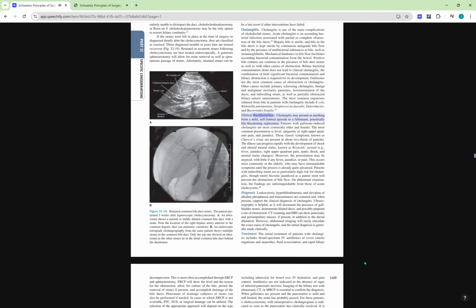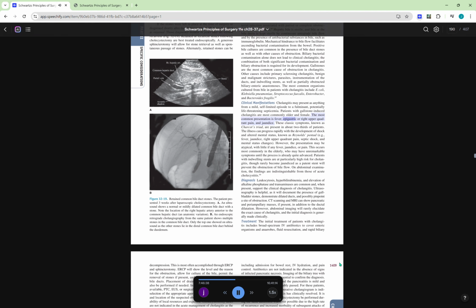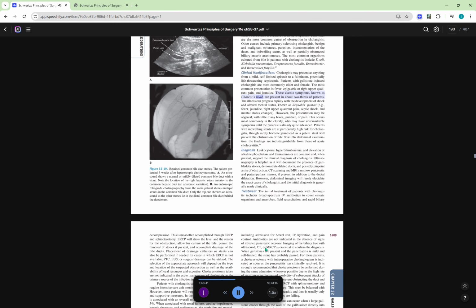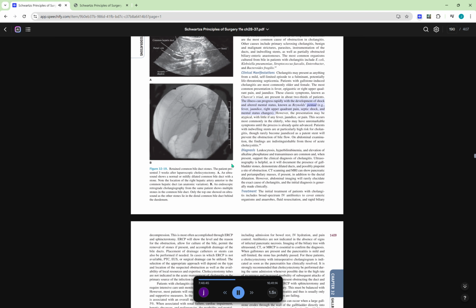Clinical manifestations: cholangitis may present as anything from a mild, self-limited episode to a fulminant, potentially life-threatening septicemia. Patients with gallstone-induced cholangitis are most commonly older and female. The most common presentation is fever, epigastric or right upper quadrant pain, and jaundice. These classic symptoms, known as Charcot's triad, are present in about 2/3 of patients. The illness can progress rapidly with the development of shock and altered mental status, known as Reynolds' pentad.